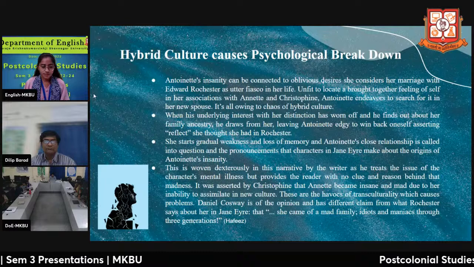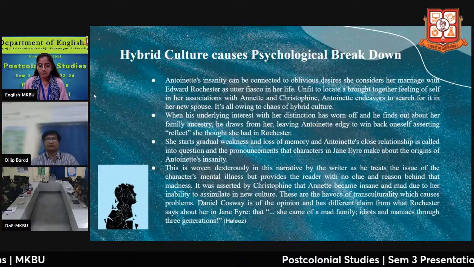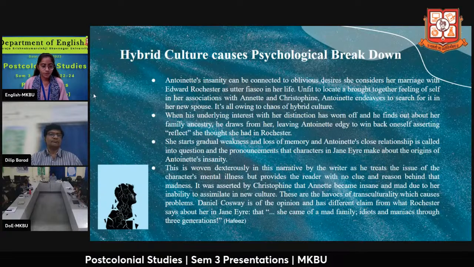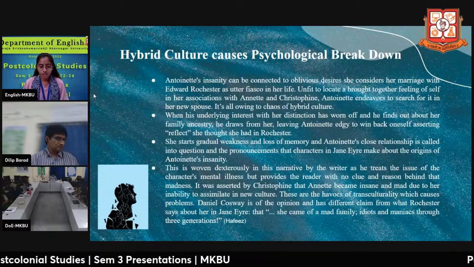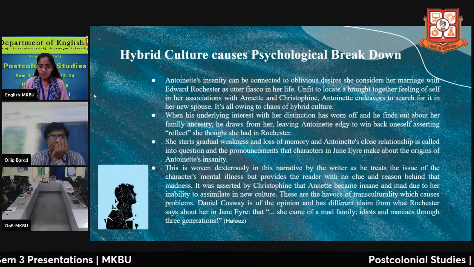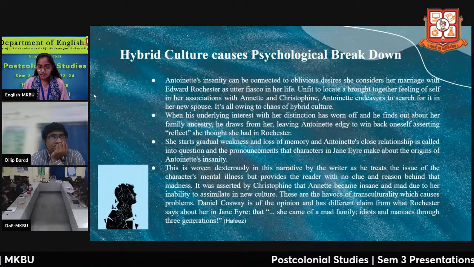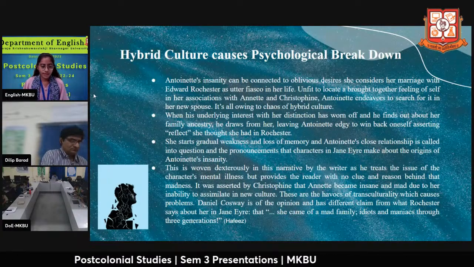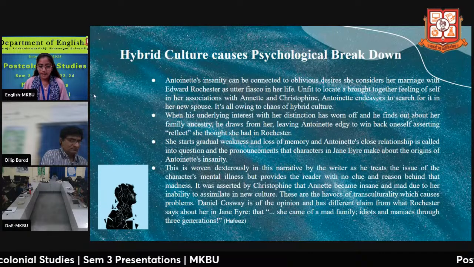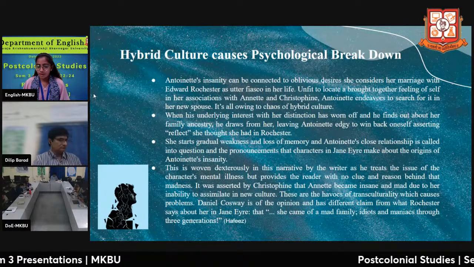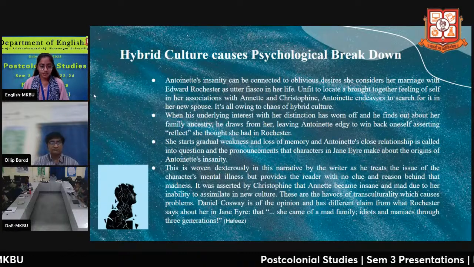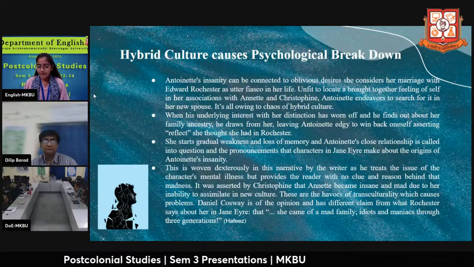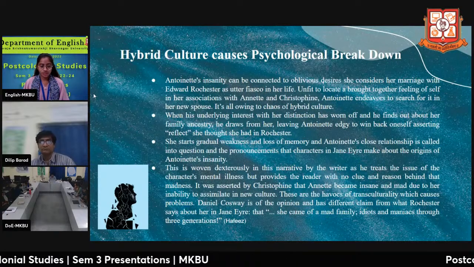It was asserted by Christophine that Annette became insane and mad due to her inability to assimilate into a new culture. Those are the havoc of transculturality, which causes problems. Daniel Cousins has a different opinion and claim from what Rochester says about her in Jane Eyre, that she came of a mad family, of idiots and maniacs through three generations.